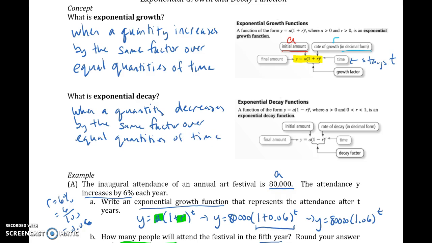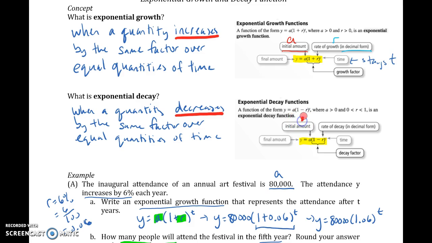So you're going to want to recognize exponential growth and decay based on, is it getting bigger or is it getting smaller? All right. And then the exponential decay function is very similar, but the big difference is instead of 1 plus r, it's 1 minus r. But we're still looking for the same stuff, right?